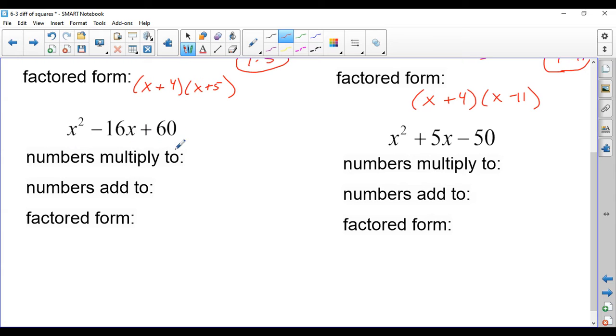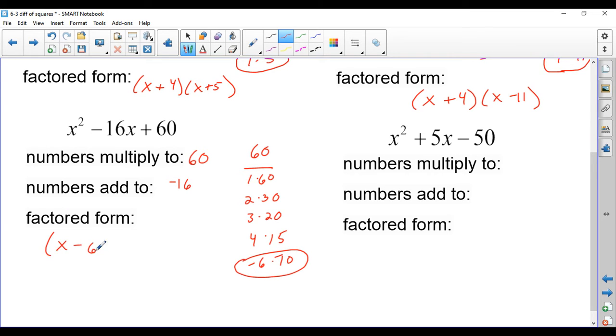x squared minus 16x plus 60. Multiply to 60, add to negative 16. 60 has a bunch of factors: 1 times 60, 2 times 30, 3 times 20, 4 times 15, 6 times 10, and I'm looking for the pair here that adds to negative 16. 6 and 10 add to 16, negative 6 and negative 10 add to negative 16. x minus 6, x minus 10.